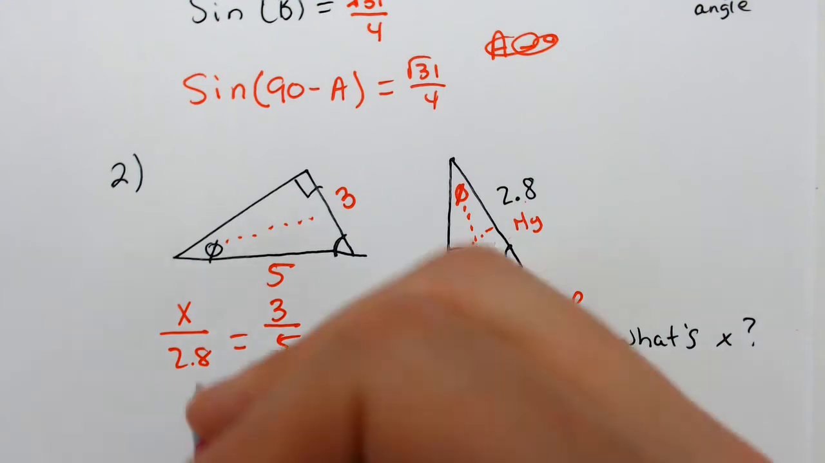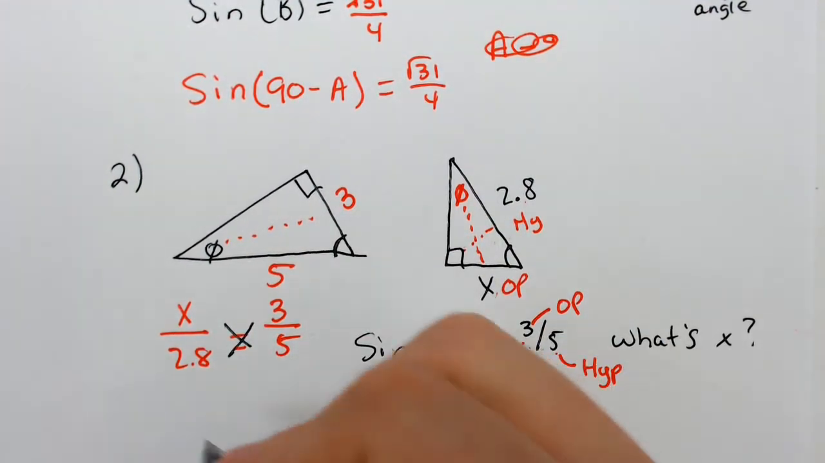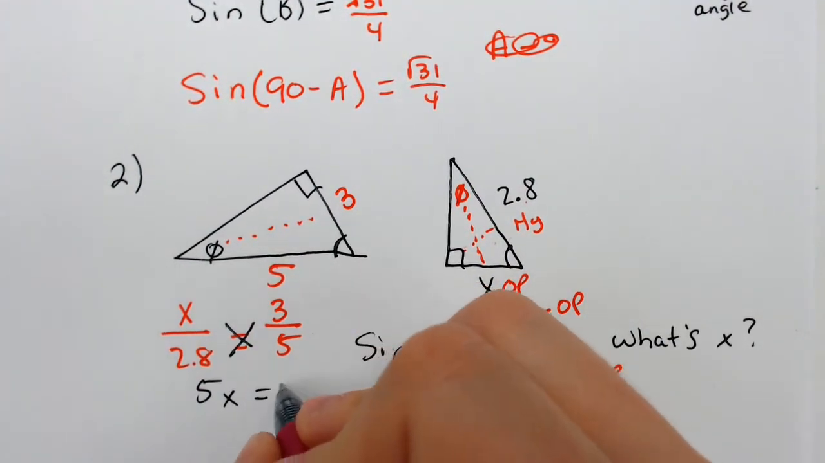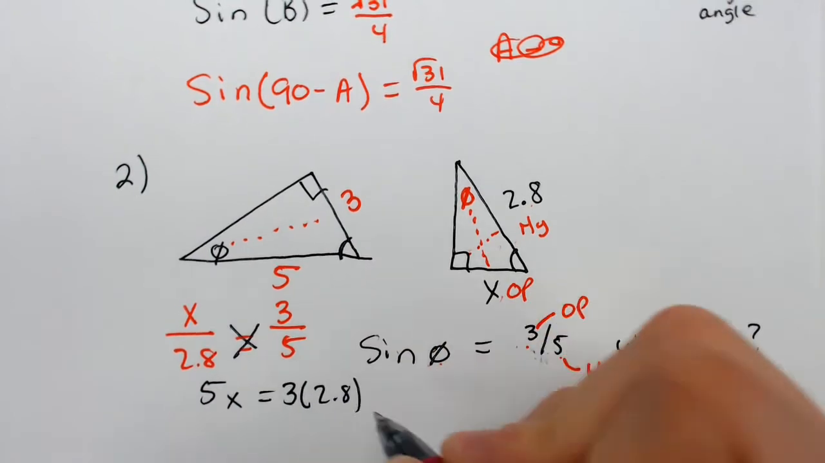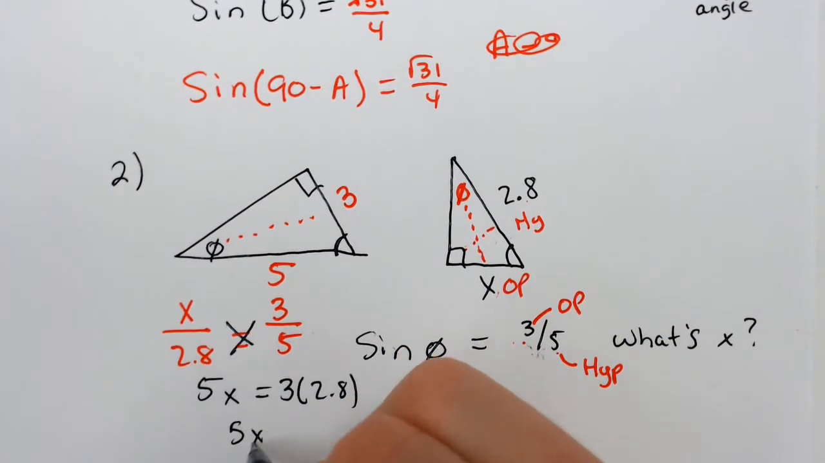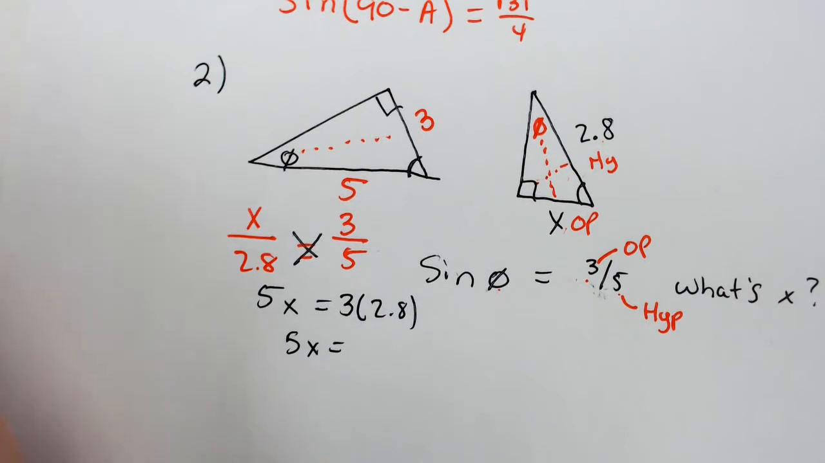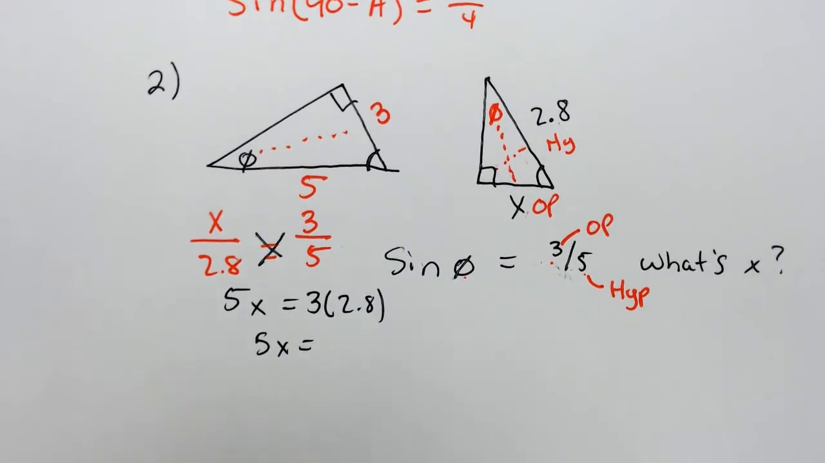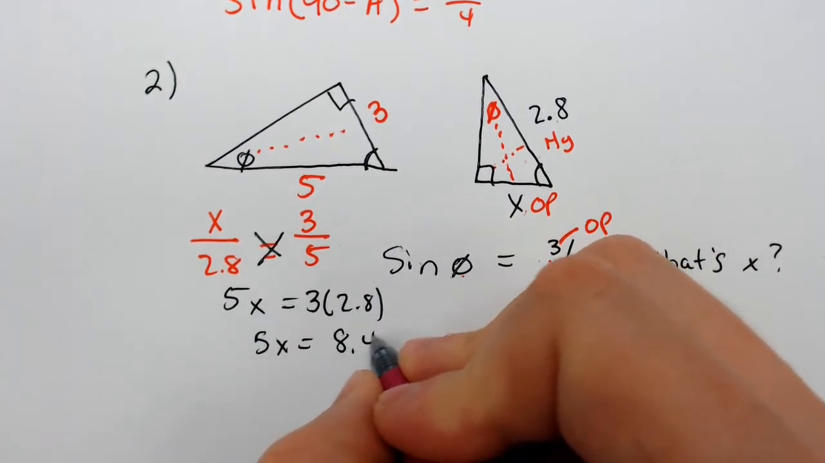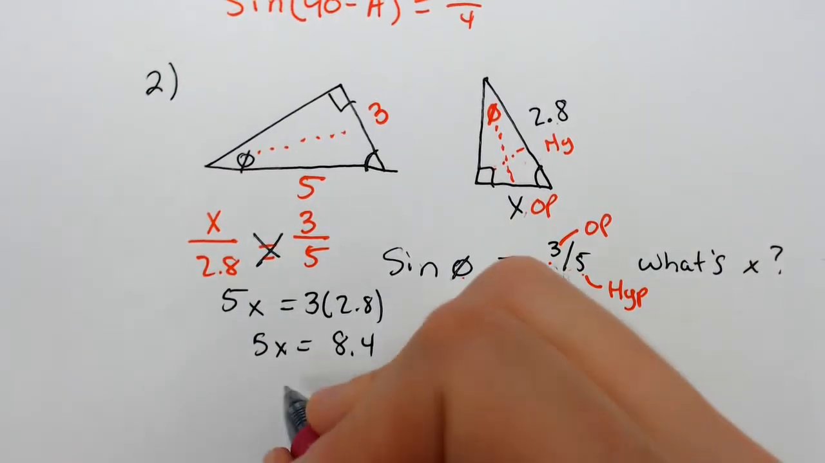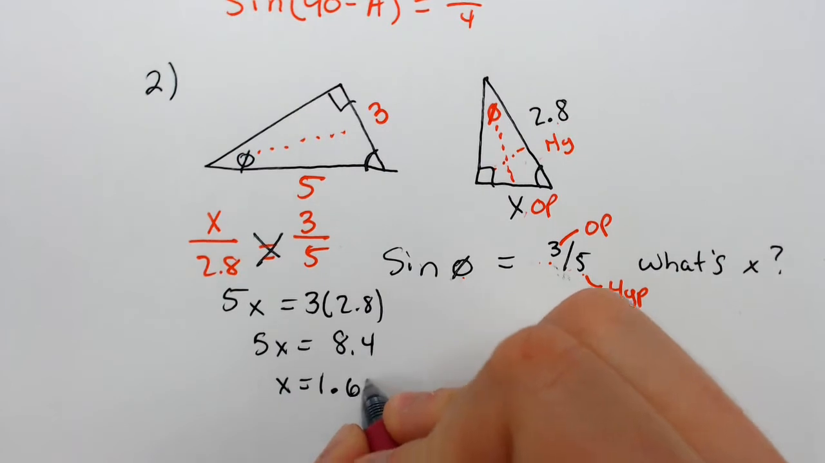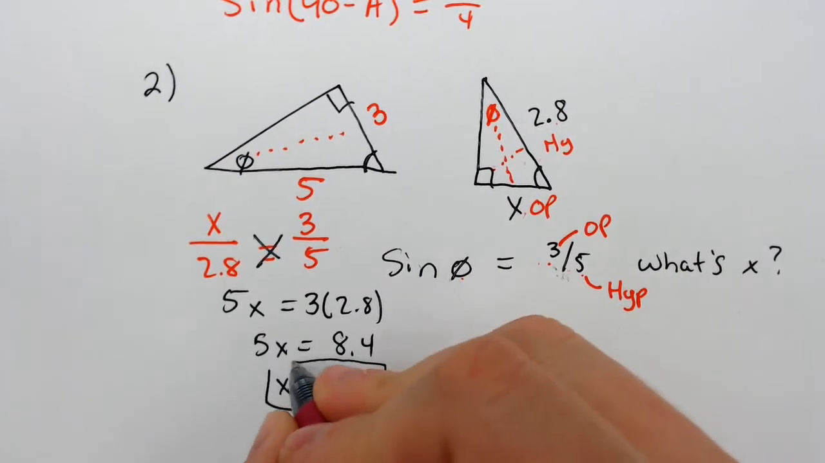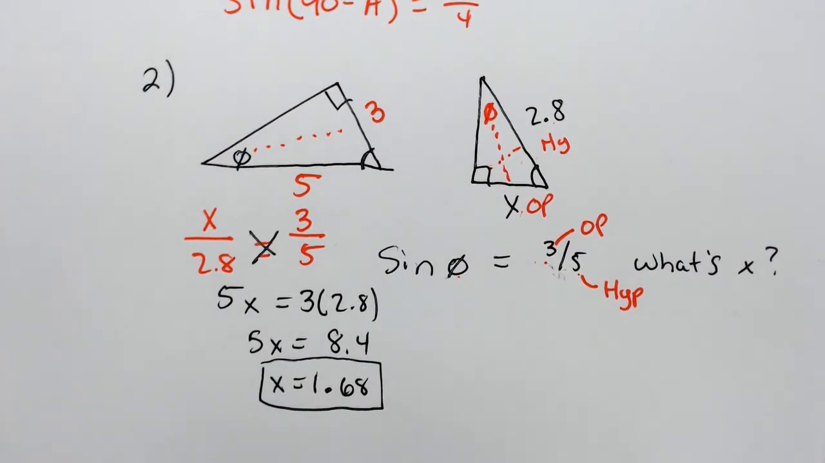So this is really a cross multiply type of problem. 5x would equal 3 times 2.8, which means 5x equals an ugly number. 3 times 2.8 is 8.4. And if we divide that by 5, we get x equals 1.68. All right? So, starting to get an idea of how annoying these can be.